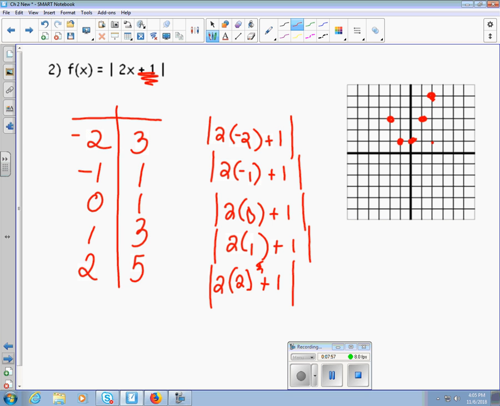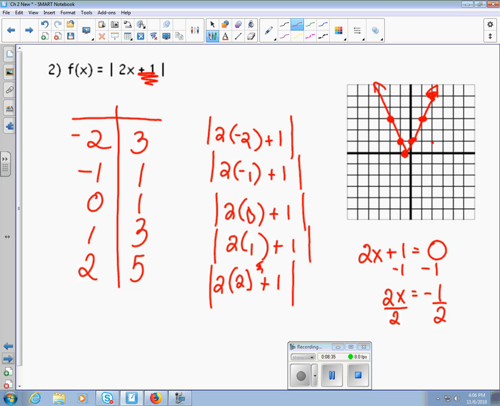Now this is kind of weird. It's like, hey, this is my crazy absolute value, but I have no vertex. To help you with that, what we're looking for is what's going to make this become 0, because that's going to help me find the vertex. So we set this equation equal to 0, subtract 1, divide by 2, and so I know the vertex is at (-1/2, 0). That makes sense because it's halfway between these 2 points. And then there's my graph.